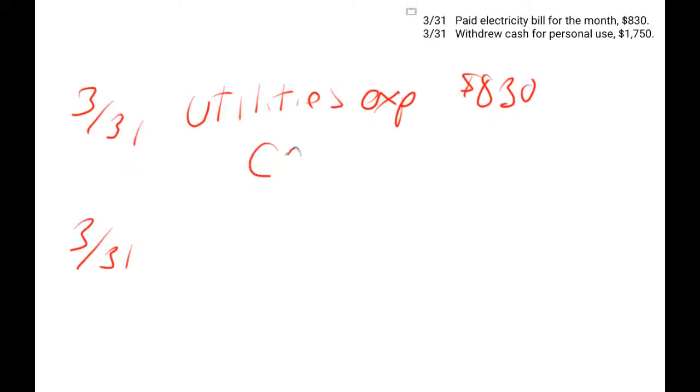Also on March 31st, we paid the electricity bill for the month of $830, which is also a utilities expense like the telephone bill. So that's a debit to utilities expense of $830, and we're paying in cash. So you would credit cash for $830.